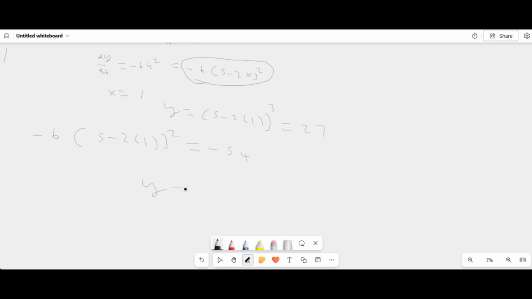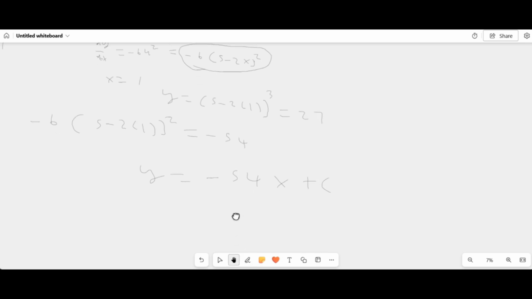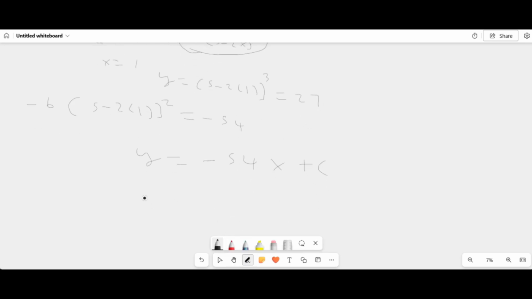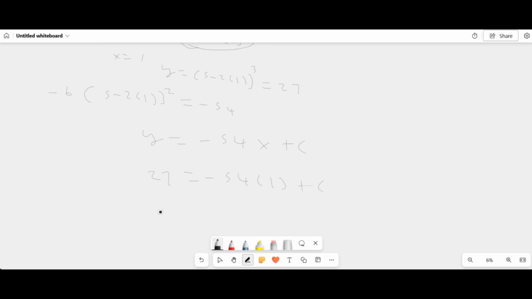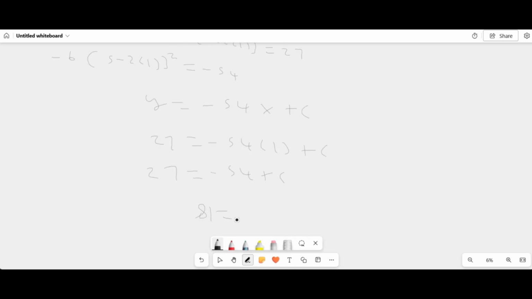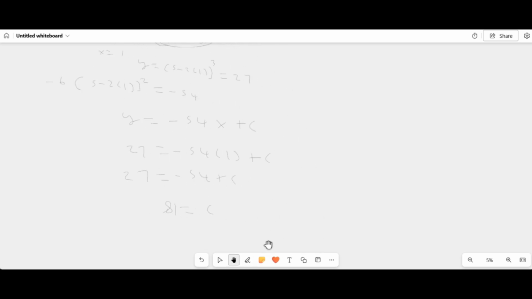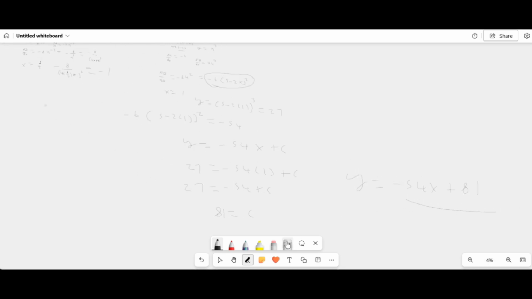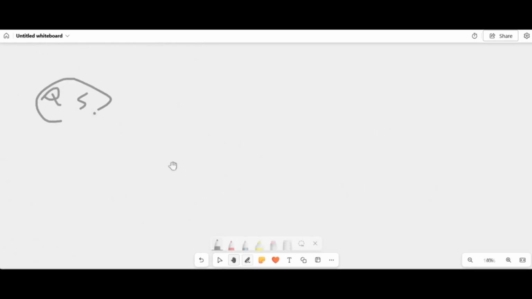So, obviously, we need y is equal to mx plus c. m is minus 54. It's the same gradient as the thing we found because it's tangent. And then y is 27. So 27 is equal to minus 54 times x, which was 1, plus c. It's just 27 equals minus 54 plus c. Bring 54 to the other side, you get 81 equals c. And now we've got y is equal to minus 54x plus 81. But question 5, no problem.